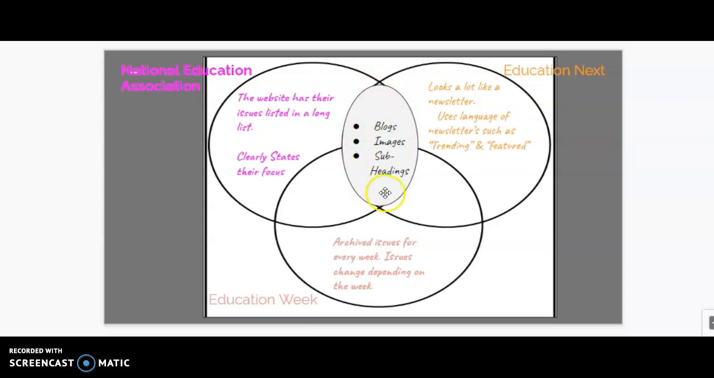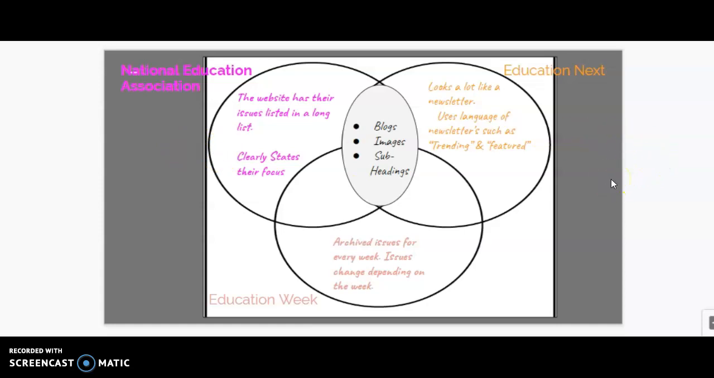Where they differed was in National Education Association. Their website was more of a listed. They listed their issues like in a long list. I mean, there was like a few images, but not as much as Education Next or Education Week. They did have a subheading where you could click and see some blogs.